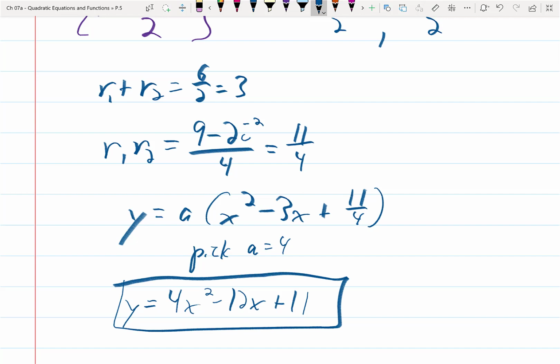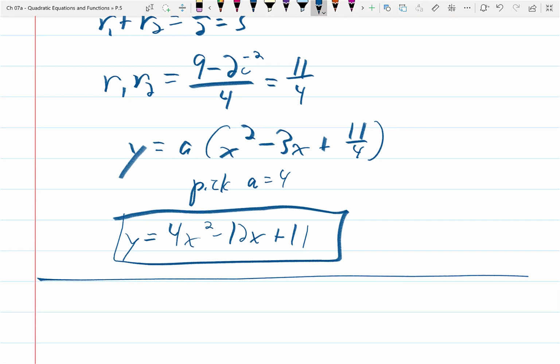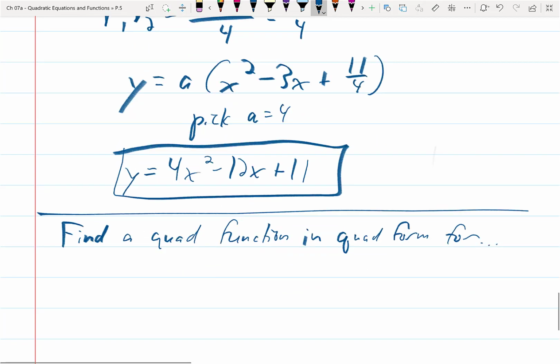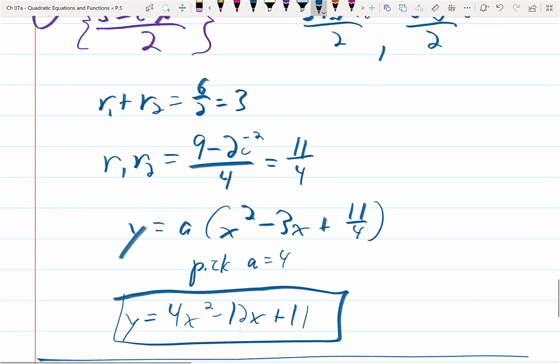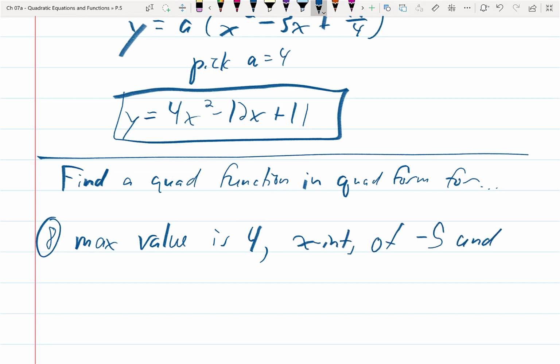Okay. 2 more questions to go, and then we're done with it. We're going to change the question type on you, and I'm going to give you guys an option on some of these. Find a quadratic function in quadratic form for something where the max value is 4 and it has x-intercepts of -5 and -1.